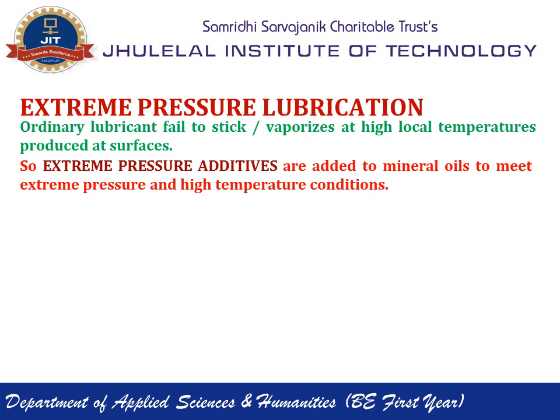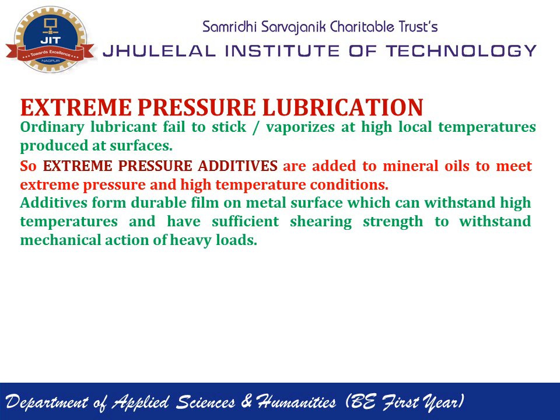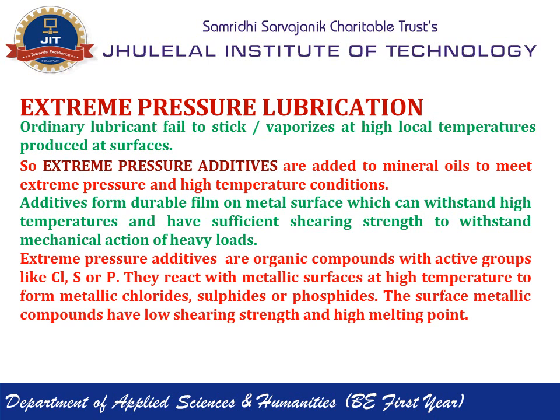These additives form a more durable film on the metal surface which is capable of withstanding high temperature and has sufficient shearing strength to withstand the mechanical action of heavy loads. The additives used in extreme pressure lubrication are organic compounds containing certain active groups or radicals such as chlorine as in chlorinated esters, sulfur as in sulfurized oils, or phosphorus as in tricresyl phosphate. These react with the metallic surfaces at high temperature to form metallic chlorides, sulfides or phosphides respectively.